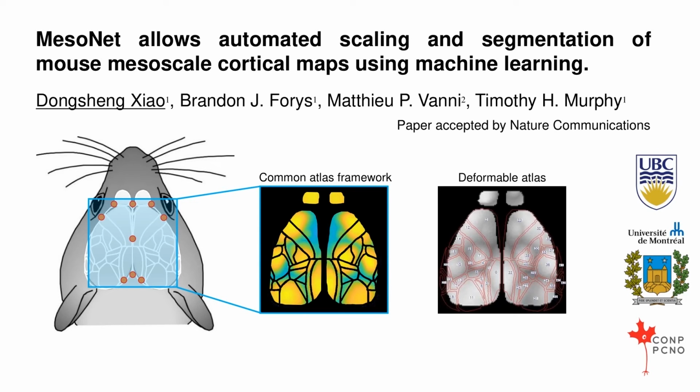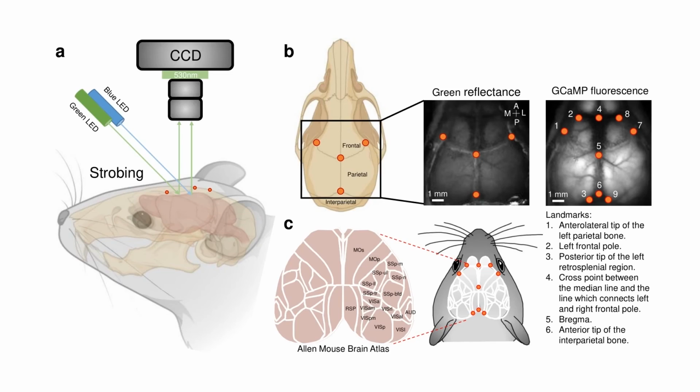MesoNet allows automated scaling and segmentation of mouse mesoscale cortical maps using machine learning. Here, we developed an automated machine learning-based registration and segmentation approach for quantitative analysis of mouse mesoscale cortical images. We first define the landmarks in a common coordinate system for alignment to the reference atlas.